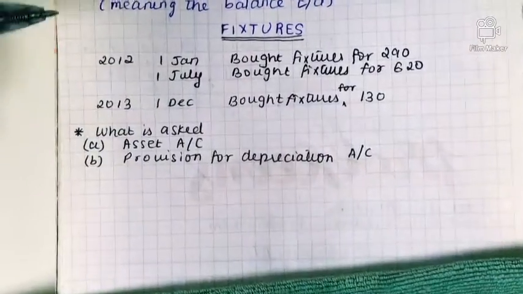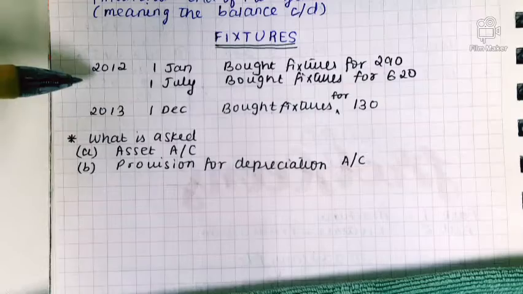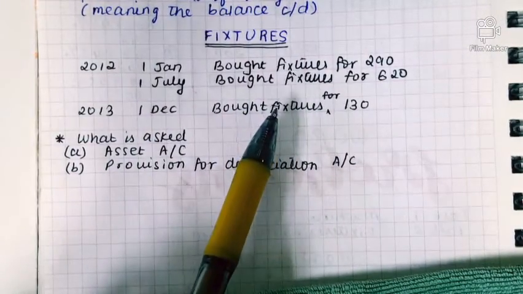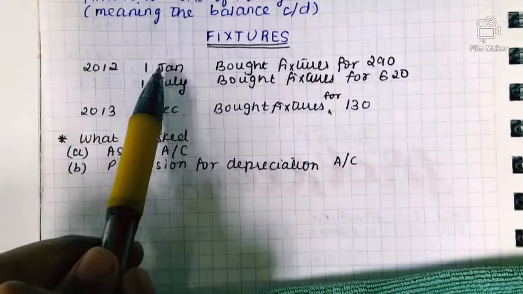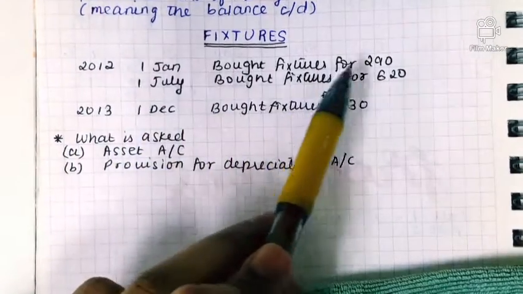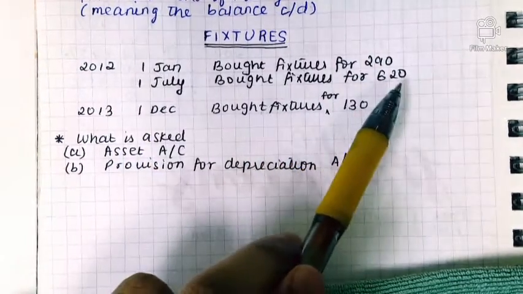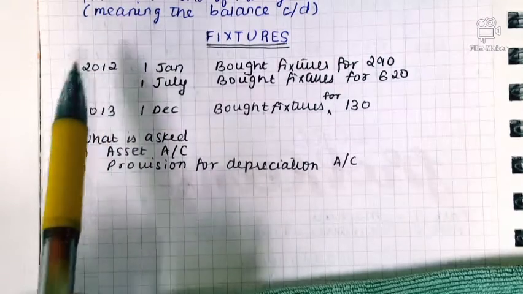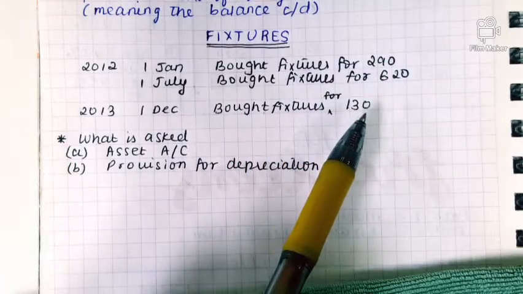Now I just divided the question because I'm going to be doing the fixtures for you. So I just wrote down all the fixtures ones. I just removed the machinery, which is to be done by you. So 2012, 1st January, fixtures bought for 290. 1st July, bought fixtures for 620. And 2013, this is another year, there's a jump in the year, and 1st December, bought fixtures for 130.